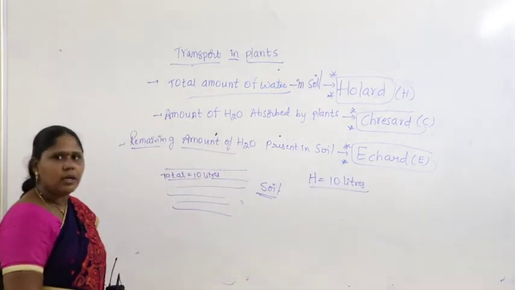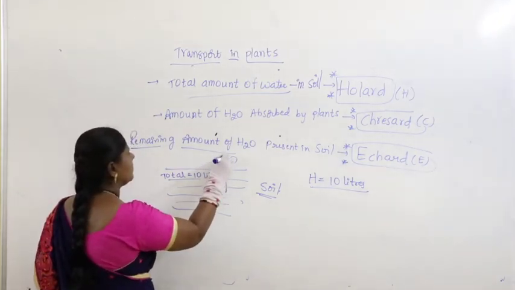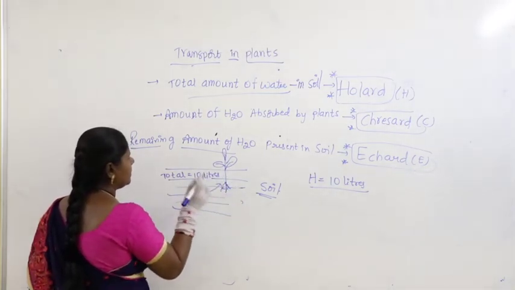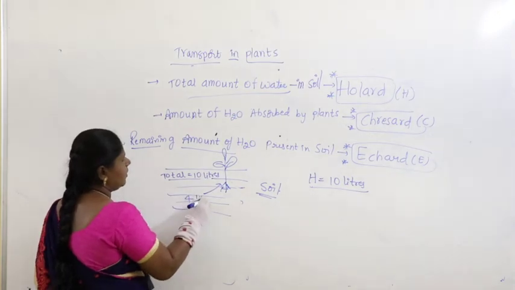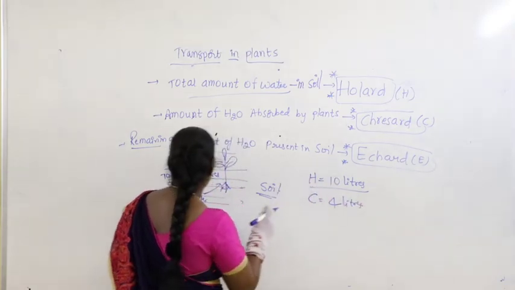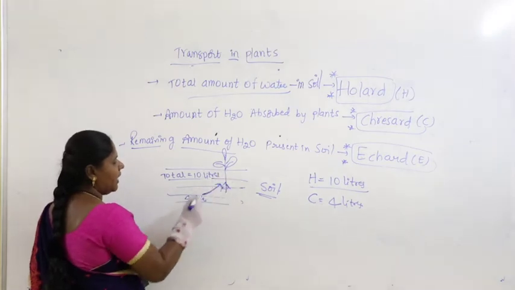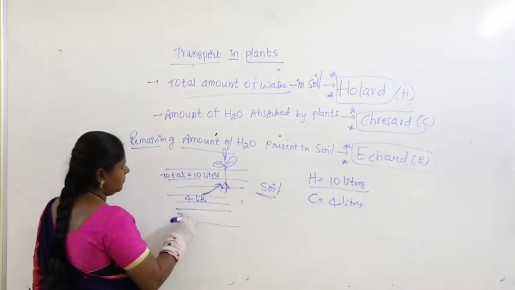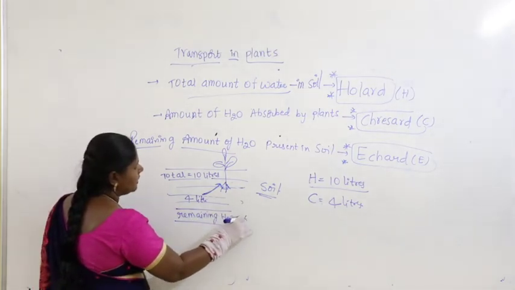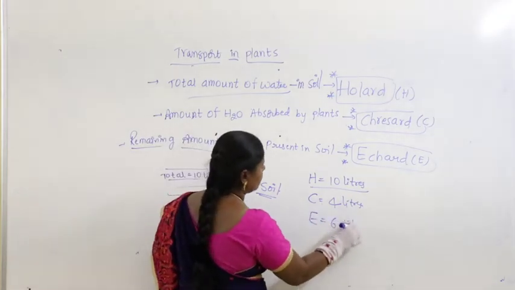Holard is equal to 10 liters. In that, the amount of water utilized by plants, the amount of water taken by plants, let us take 4 liters. So what do you say? Crescent is 4 liters. Then the remaining amount of water, after the plant absorbs 4 liters, left in the soil, let us take 6 liters. Then Icard is equal to 6 liters.